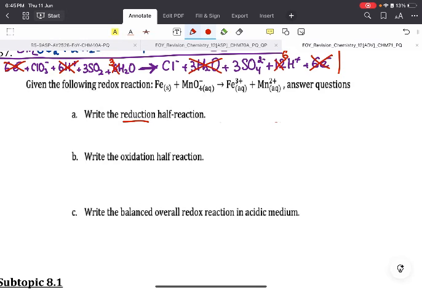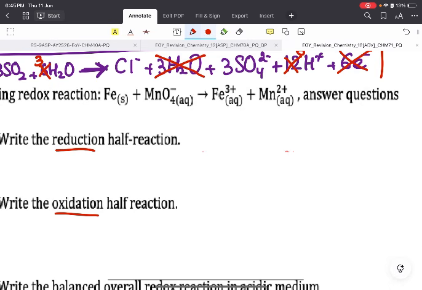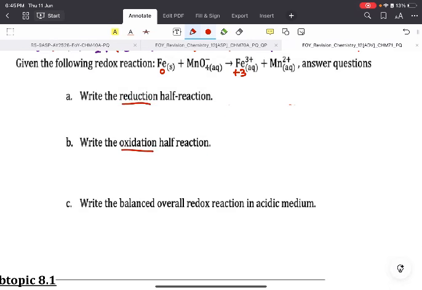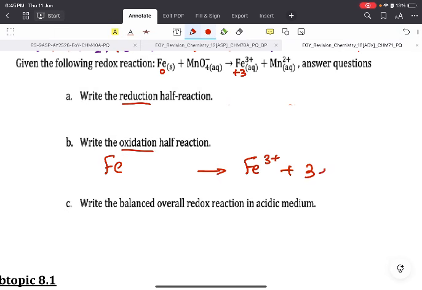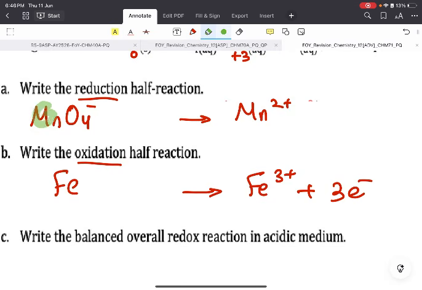Now, another question. Given the following redox, write the reduction, write the oxidation. Just look at it. Find the easy one. That's a 0, that's a +3. So Fe got oxidized. Fe to Fe3 plus. This is 0, this is 3 plus. I'm gonna add 3 electrons. If this is oxidation, then this one is the reduction, Mn2 plus. Now I have 1 Mn, 1 Mn, balanced. Next thing is the oxygen, 4O, so I'm gonna add on this side 4H2O.